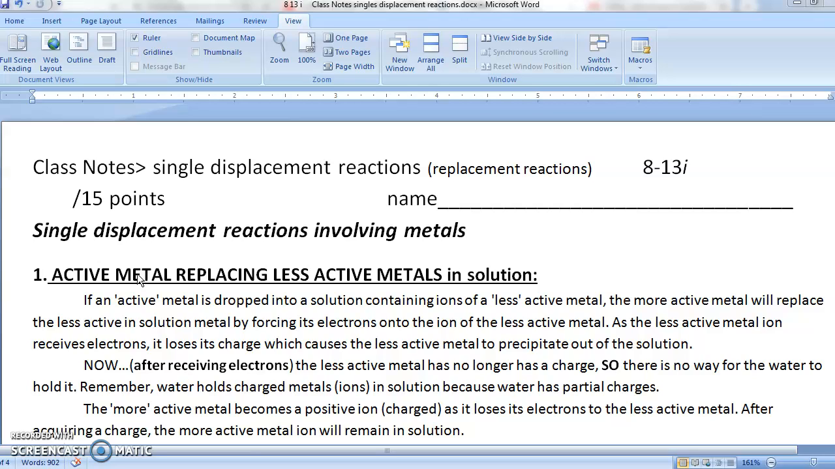Today we're going to be reviewing how to illustrate single displacement or single replacement reactions. This is a topic that we discussed before spring break, but that is now a long time ago, so we'll go back over it today. We're going to go over the first page of our 8-13I notes, and then you will complete the rest of this note packet after our discussion.